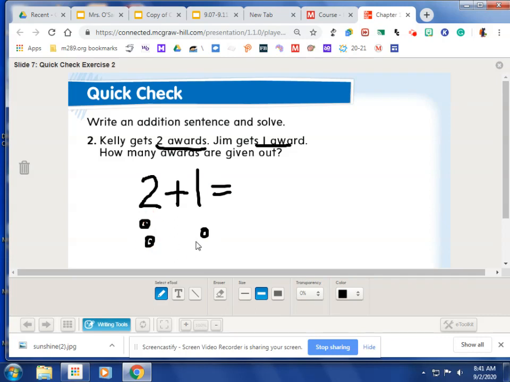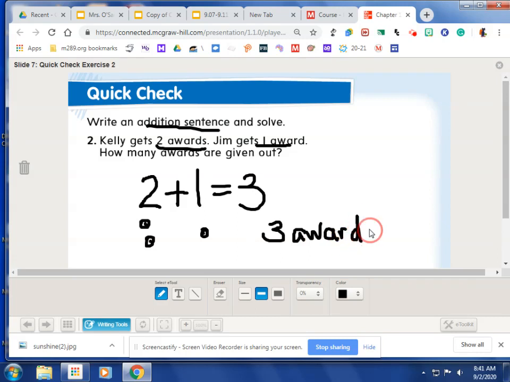1, 2, 3. Now remember, boys and girls, anytime that I'm going too fast, you should have a pad of paper in front of you and you should be trying to draw this out with me. If I'm going too fast, hit the pause button, catch up, and then hit play again. So 2 plus 1 equals 3 is our addition sentence. It wants us to write the whole thing out. So you would say 3, and I could write awards.